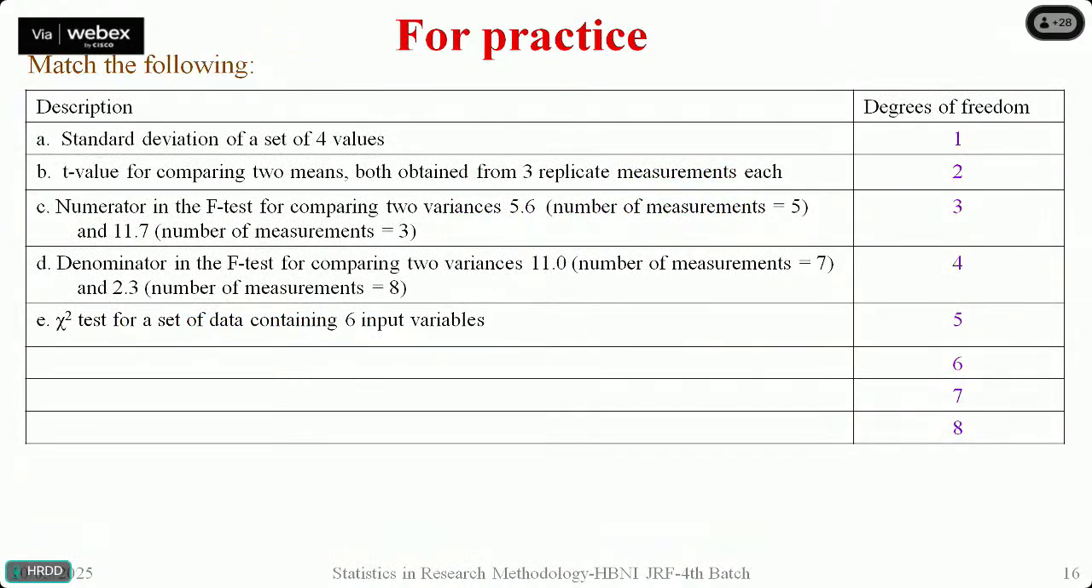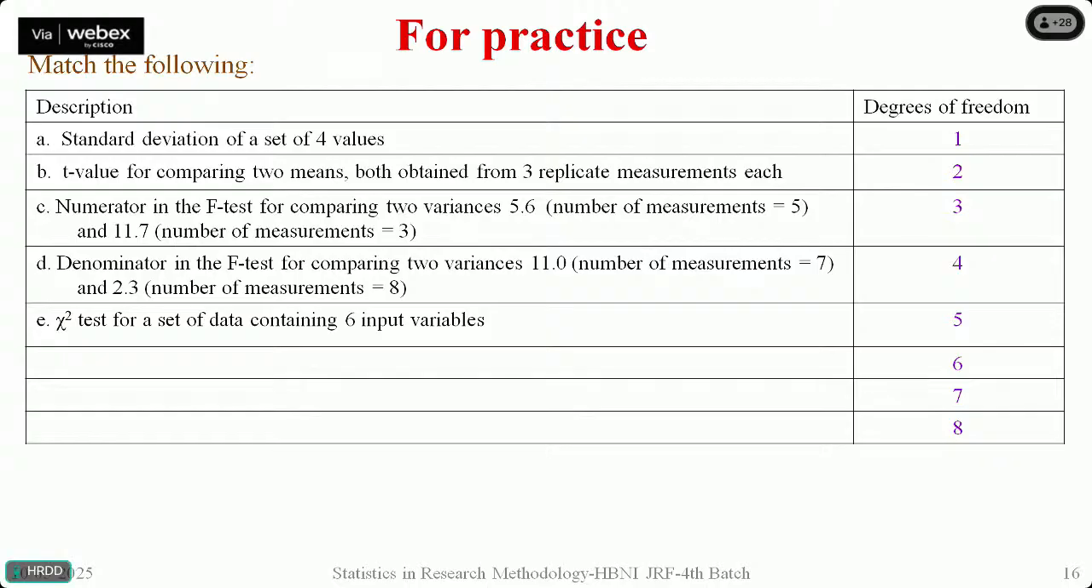If you want an idea of how the pattern will be, some true or false questions will be there. Whatever statement is in all these slides, the statement may be as such or with a slight twist or modification. In addition to that, there will be match the following questions with the degrees of freedom. One particular parameter will be defined, and you have to say what the number of degrees of freedom is for that. For example, standard deviation for a set of four values has 3 degrees of freedom, isn't it?